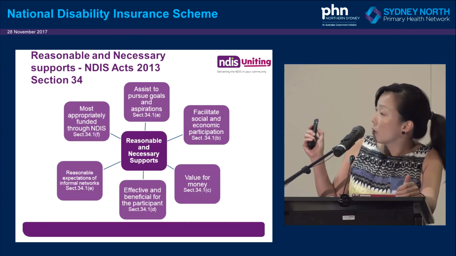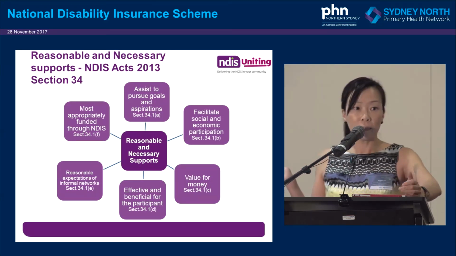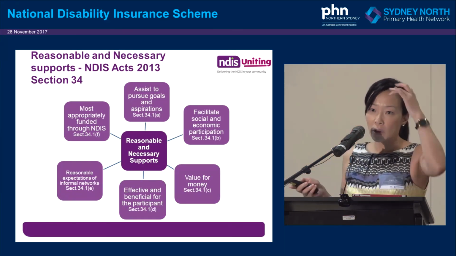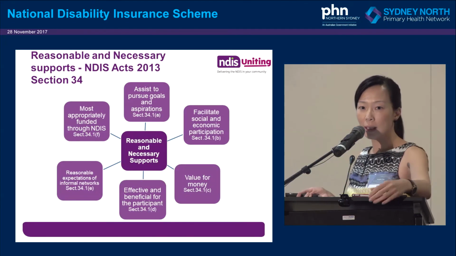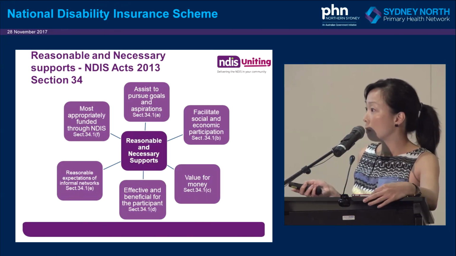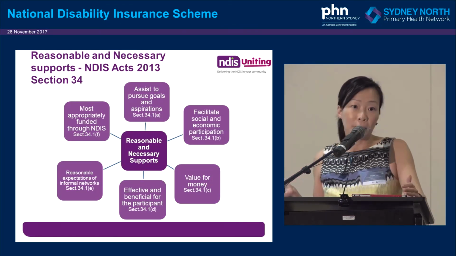The second part of the criteria is that it will facilitate social and economic participation. So it's self-explanatory in that it will help the person participate in the community or help the person assist meaningful employment.